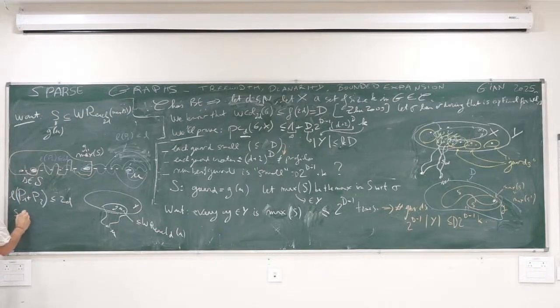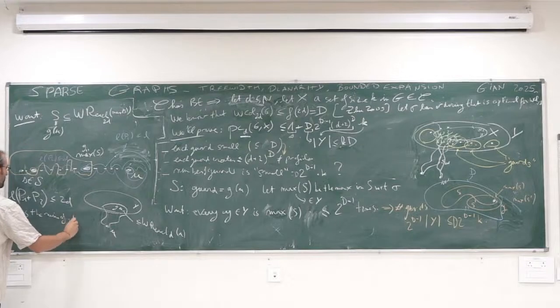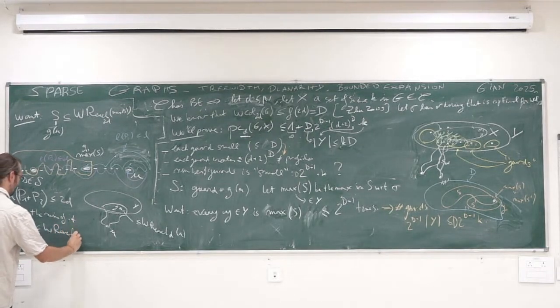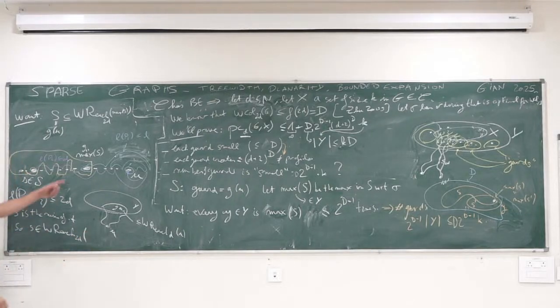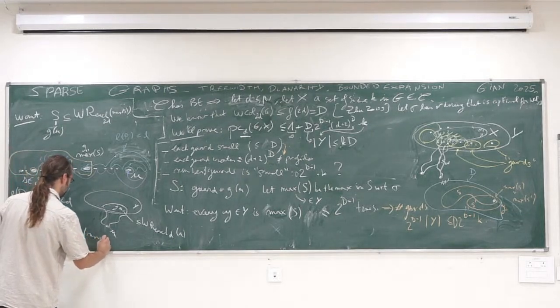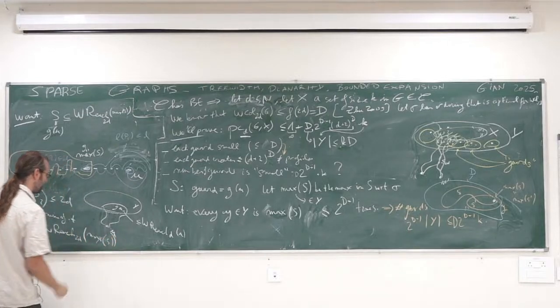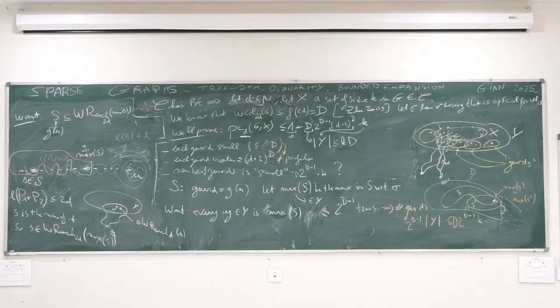S is the minimum of it. So S is in when you reach 2D of this Y, of the maximum. Okay. Which is exactly what I wanted to prove. I wanted to prove that capital S is completely included in weak reachability of max of S.